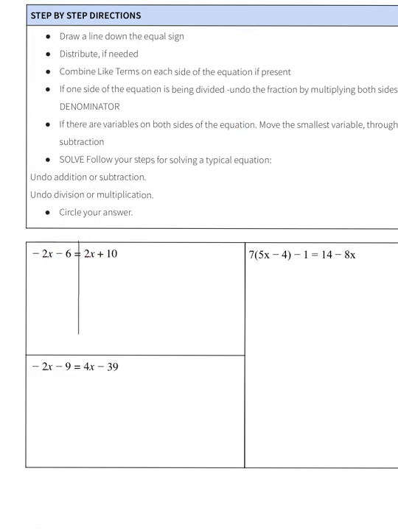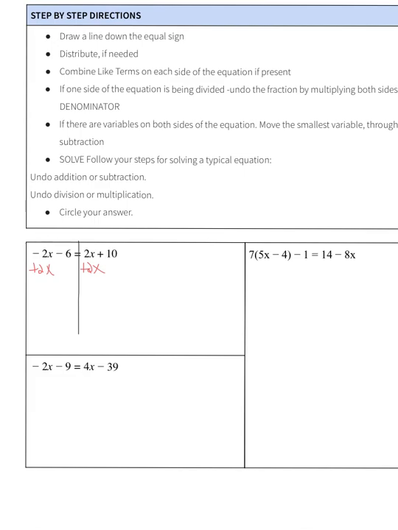So I know this rule is important. Move the smallest variable through addition or subtraction. So we have a negative 2x and a positive 2x. Negative 2x is smaller, so I need to get rid of that. In order to make that 0, I need to add, because negative 2 plus positive 2 is equal to 0. So I'm going to add 2x to this side. Whatever I do to one side, I must do to the other. So plus 2x.